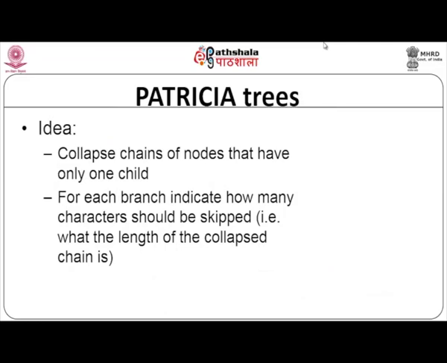It collapses chains of nodes that have only one child. For each branch, it indicates how many characters should be skipped. This is the difference. In compressed tries also we collapse, but here there is an indication of how many characters to skip. That is, the length of the collapsed chain is also indicated.